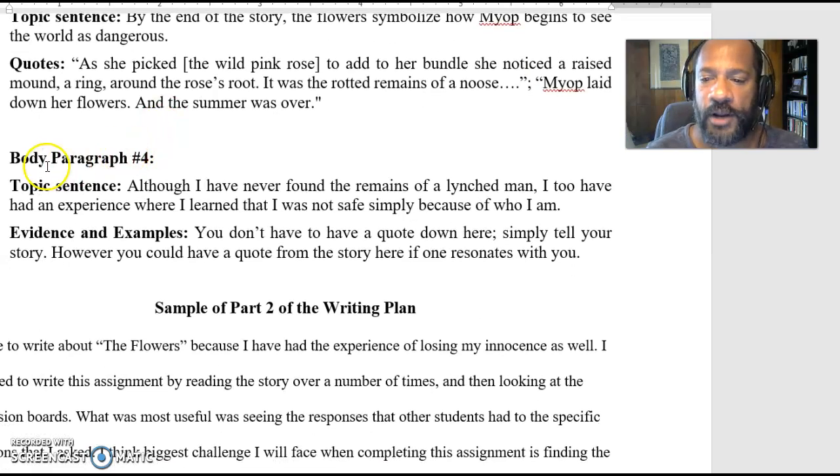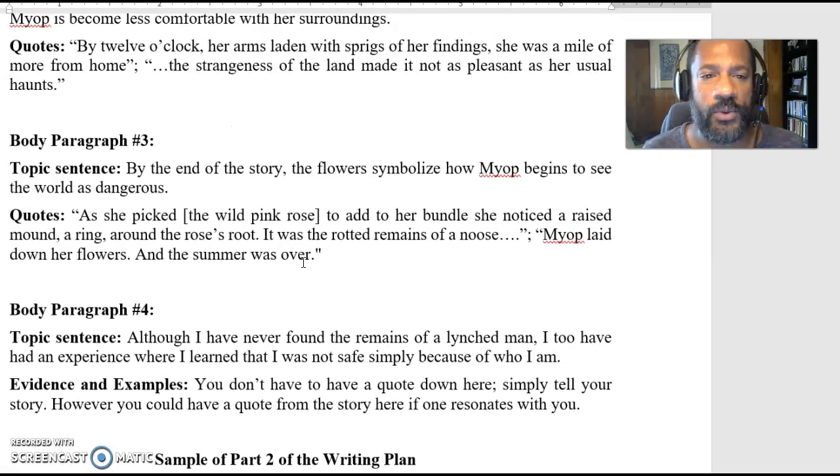Then for the fourth body paragraph, I say, "Although I've never found the remains of a lynched man, I too have had experiences where I learned that I was not safe simply because of who I am." And I say, you don't have to have a quote down here, simply tell your story. However, you could have a quote from the story if that resonates with you. So that's how we want to think about that.